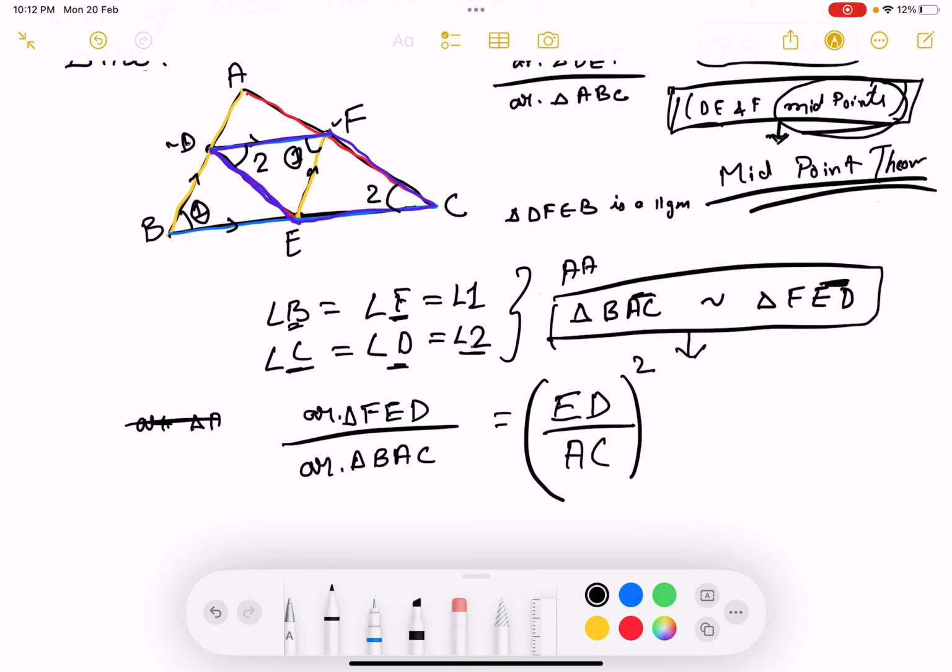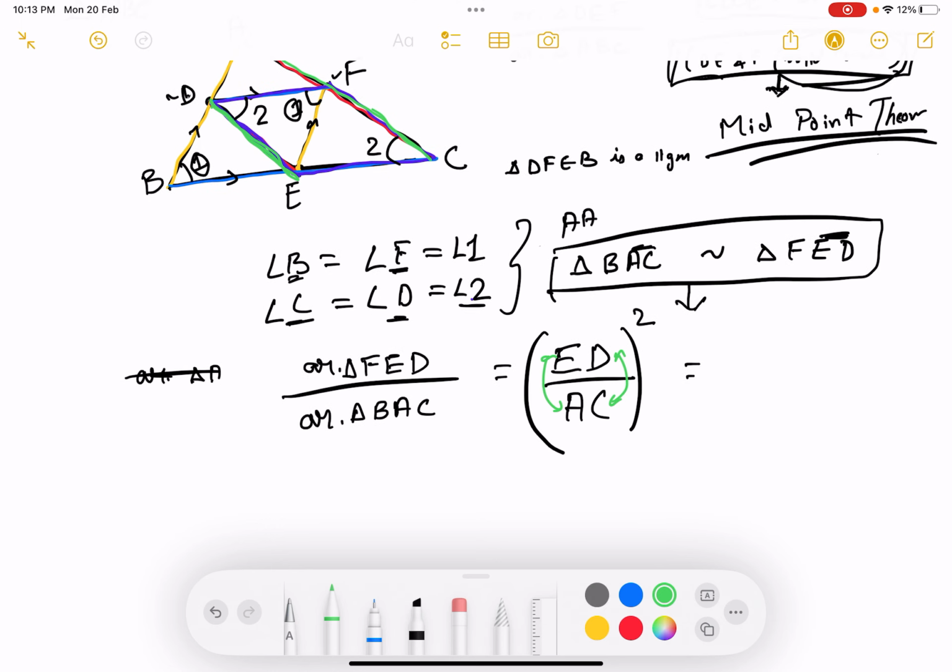Okay, so where is AC? This is AC. And where is ED? This is ED. So let's use some color. This is AC and this is ED. Again we have to represent these two terms in some common terms. So let's try to find a relation between AC and ED. Our next step is finding a relation between AC and ED.